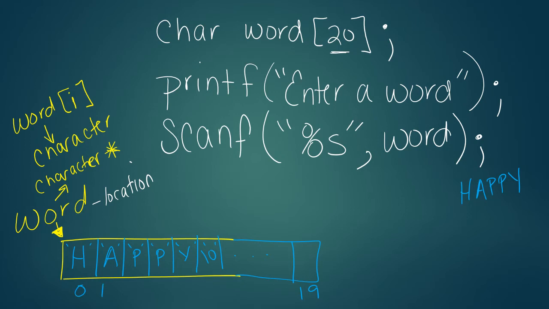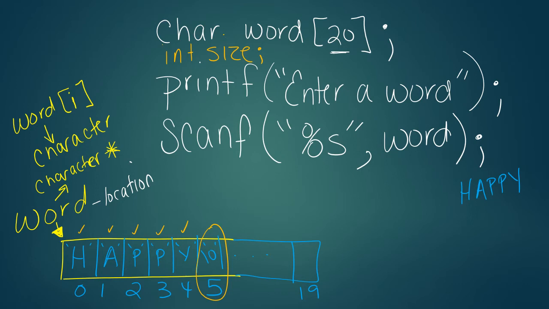So 0, 1, 2, 3, 4, and 5. So how many letters are in my array? 5. So the null character is going to be the first one after. 1, 2, 3, 4, 5. So my size, I would have int size. Now clearly I do not know the size of the word until the user enters the word.